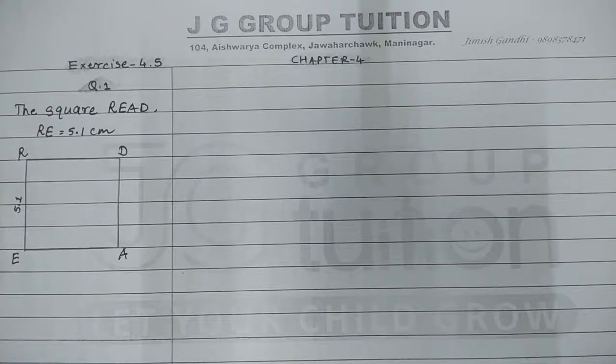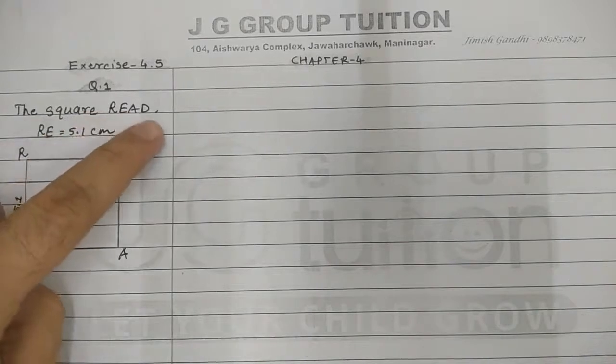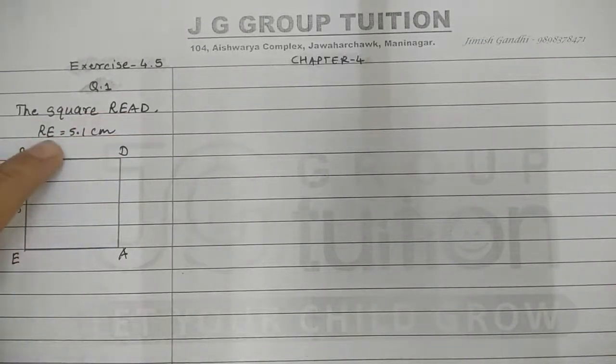Students, now we are towards the last exercise of chapter 4, that is exercise 4.5. In this exercise, again we have to construct special types of parallelogram, or we can say quadrilateral. So the first question says that we have to construct a square READ where the length of one of the sides is given as 5.1.